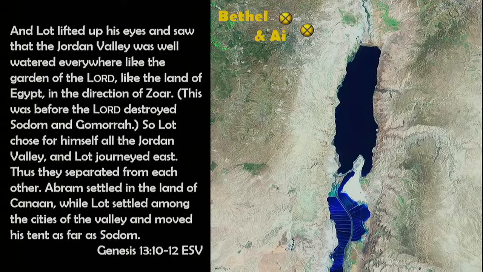Let's continue. Genesis 13. And Lot lifted up his eyes and saw the Jordan Valley was well watered everywhere, like the garden of the Lord, like the land of Egypt in the direction of Zoar. This was before the Lord destroyed Sodom and Gomorrah. So Lot chose for himself all the Jordan Valley, and Lot journeyed east. And I'll put an arrow there for you so you can see where east is from Bethel and Ai. Thus they separated from each other. Abram settled in the land of Canaan, while Lot settled among the cities of the valley and moved his tent as far as Sodom.